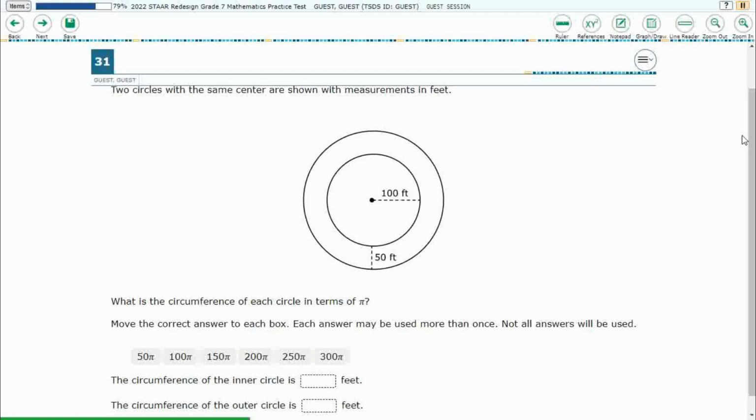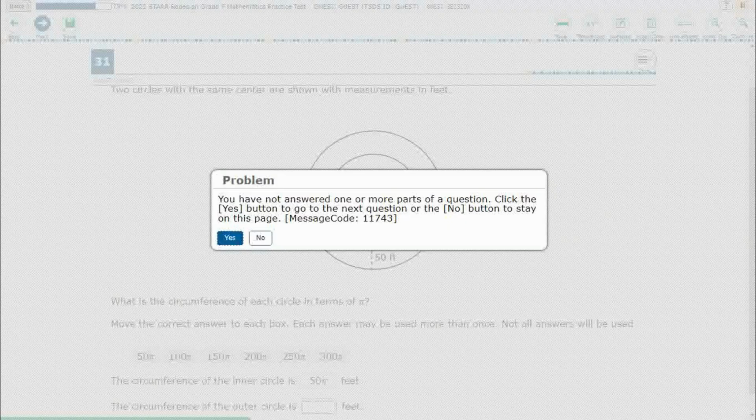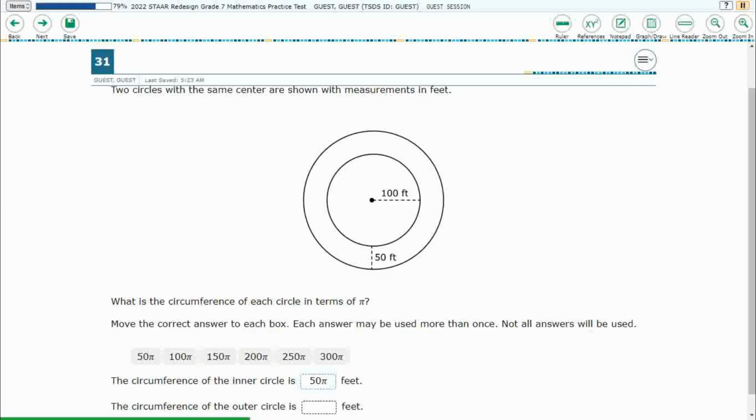So hot text here, we've got the 6 answer choices, and you can actually use the same one more than once. So make sure you are careful with your answers, and if you try to just hit next without answering both, you are going to get an error message that says you have not answered everything. If you don't like an answer, you can just drag it out. So let's get into this problem.